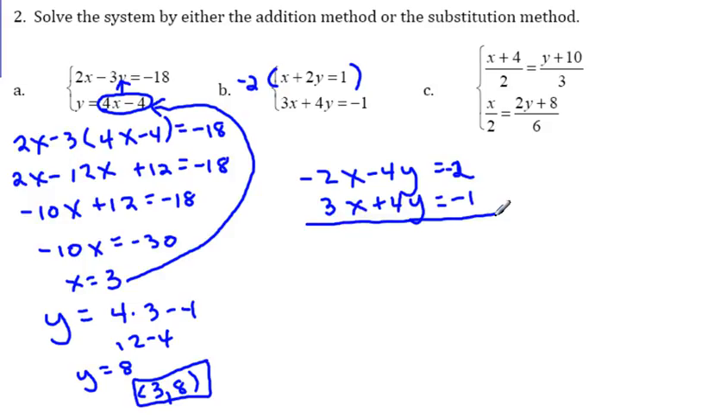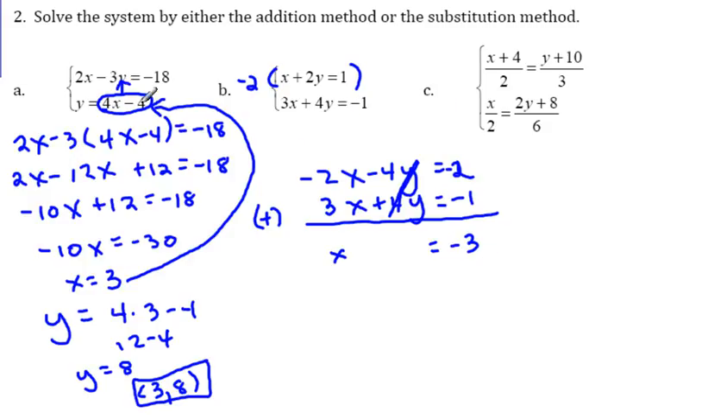Okay, so now you can see I have a negative and a positive 4y. They, of course, cancel each other out. Negative 2x plus 3x is x, because remember, now I am adding those two equations. I get x equals negative 3. So I have the x value, I still need the y value, so I'm going to pick one of those two equations to plug x into.